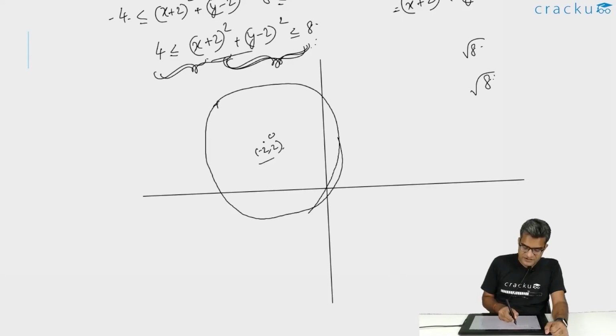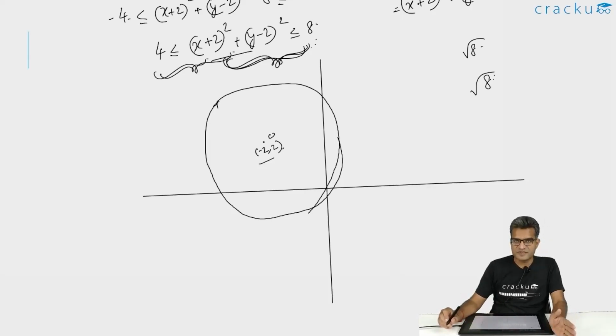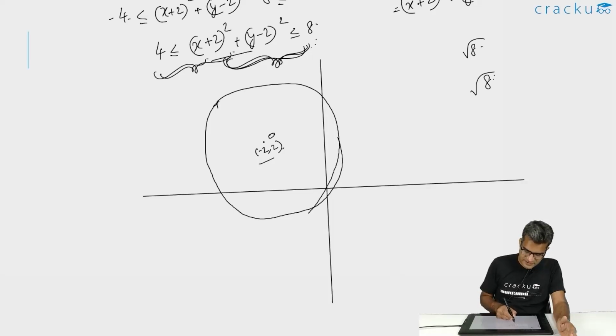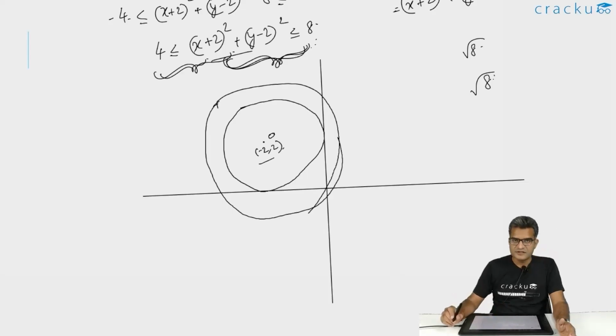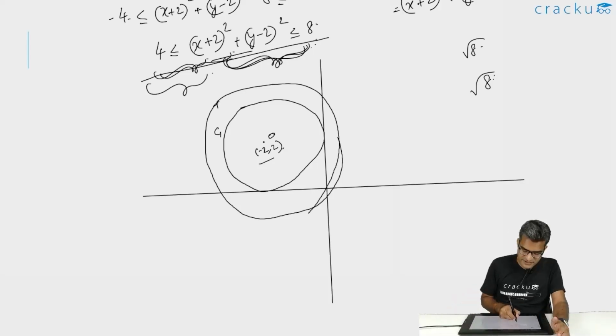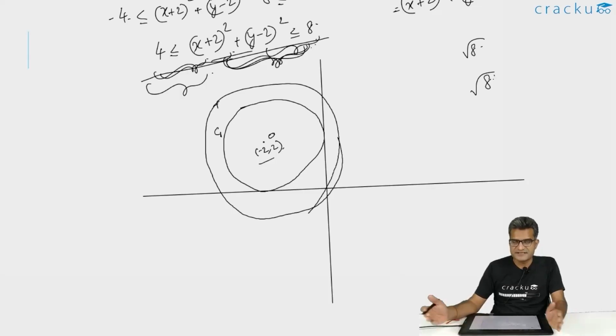The second one is over here, which is (x+2)² + (y−2)² = 4. That will be a circle which will be smaller. The radius is smaller. It will be something like this. So the area that is bounded by both the curves lies outside the smaller circle. Because it is less than or equal to 8, it would imply that it is inside the larger circle.